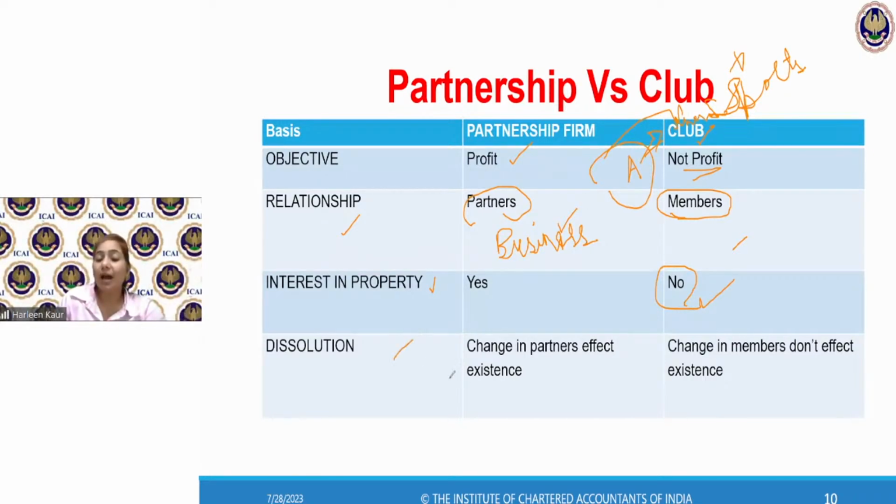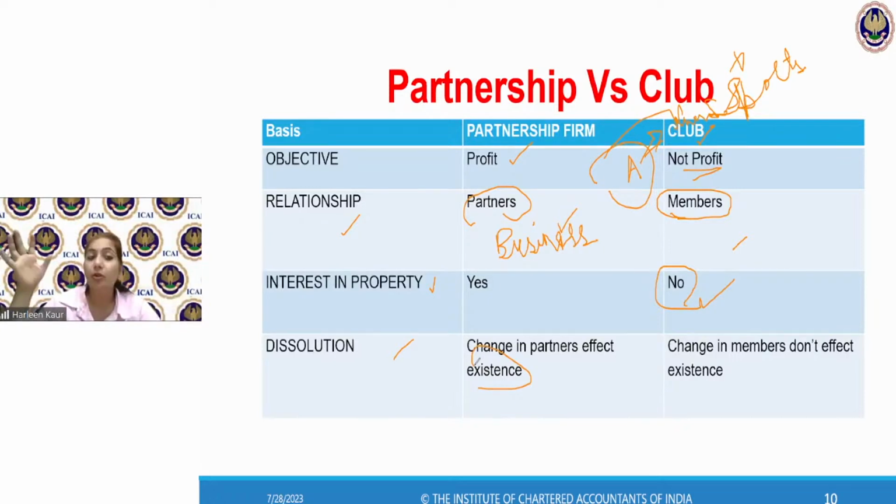So any dissolution that happens will affect the partners. Definitely, A, B and C are partners. D is not coming. D is leaving the partnership firm. So A, B and C will only be left. D has left the partnership. However, in a club, the members may come and go. It will not affect the existence of the club.